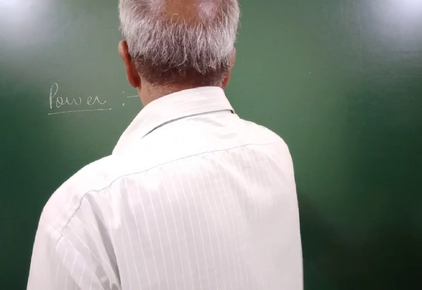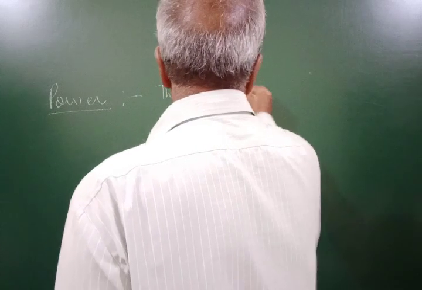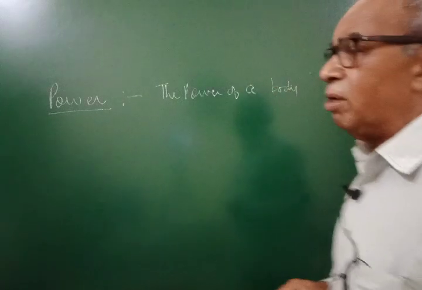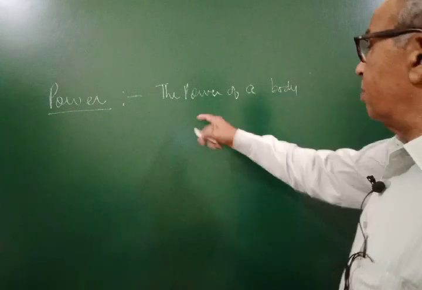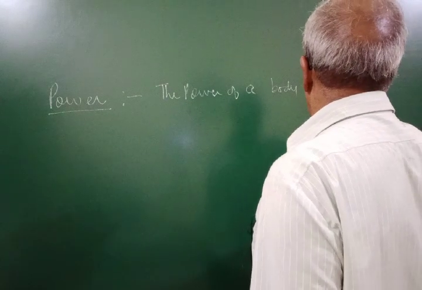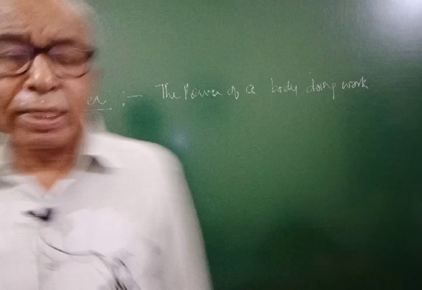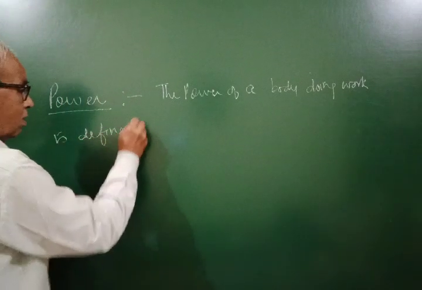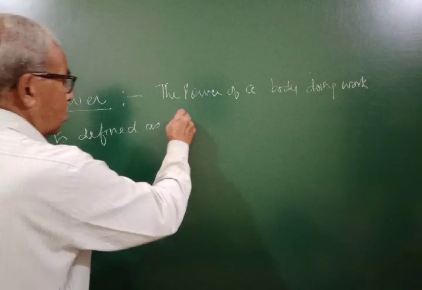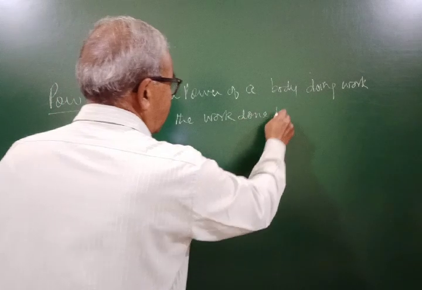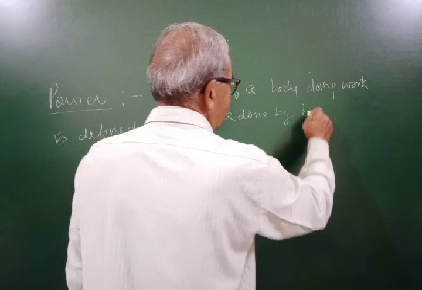So, the power of a body. A body may be a machine, may be a man, or anything. The power of a body doing work is defined as the work done by the body per unit time.